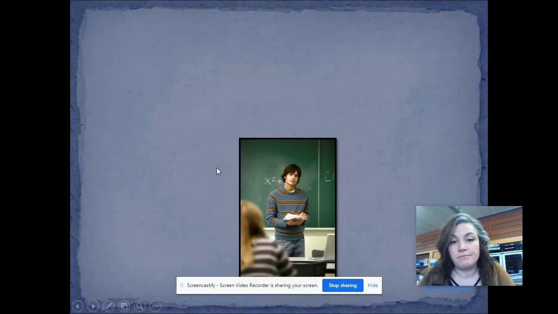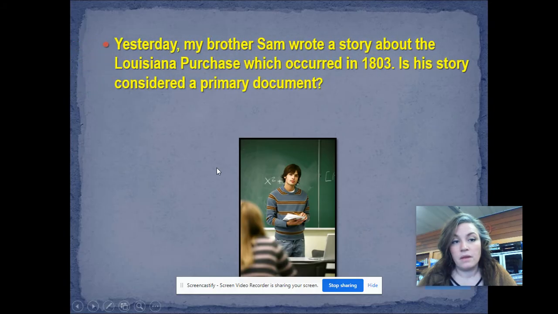Number 7. Yesterday, my brother Sam wrote a story about the Louisiana Purchase, which occurred in 1803. Is his story considered a primary document? Okay. Would it be primary or secondary?